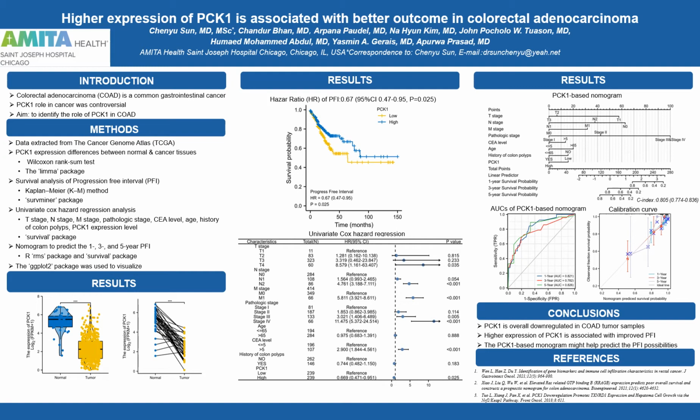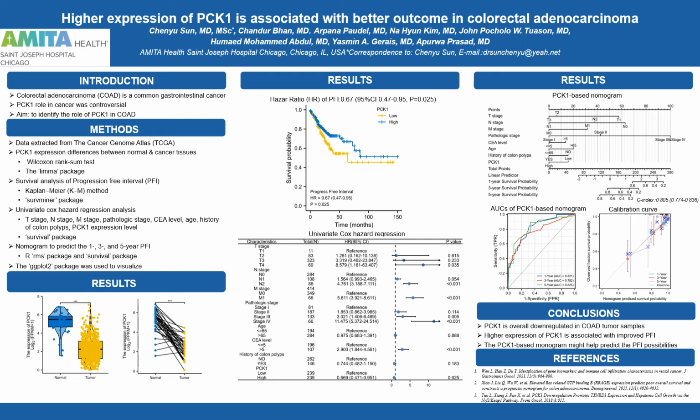Then the survival analysis of PFI was conducted by the Kaplan-Meier, the KM method, via the survminer package in R software. Next, univariate Cox hazard regression analysis was applied to the following clinicopathological variables: TN stage, M stage, pathological stage, CEA level, age, history of colon polyps, and the PCK1 expression level, again by using the survival package in R software. Furthermore, a nomogram was also visualized by using the R software to predict the 1 year, 3 year, and 5 year PFI and individual prediction.